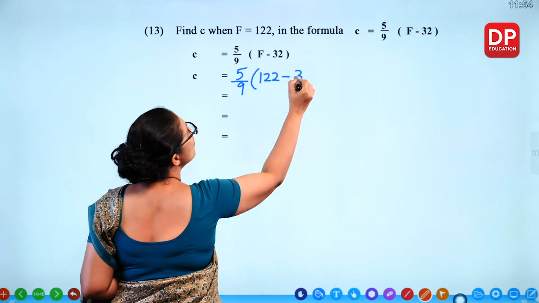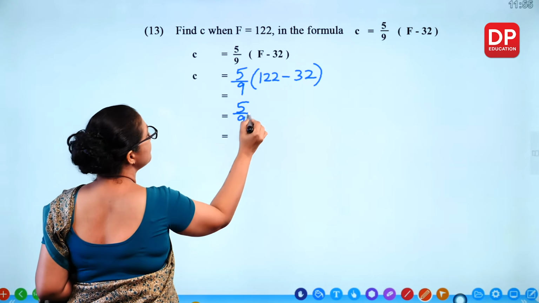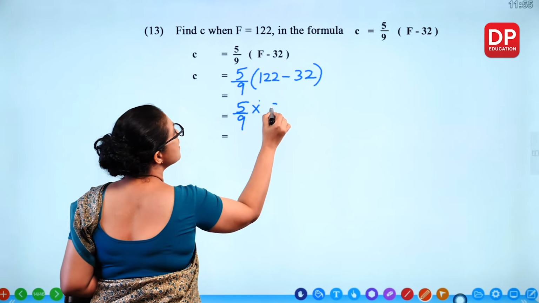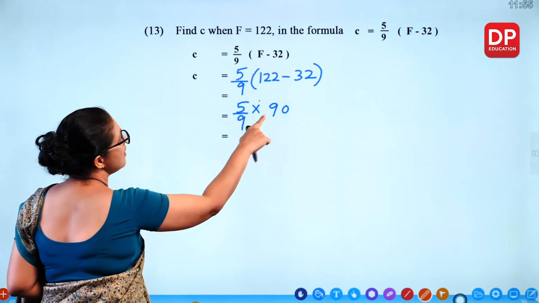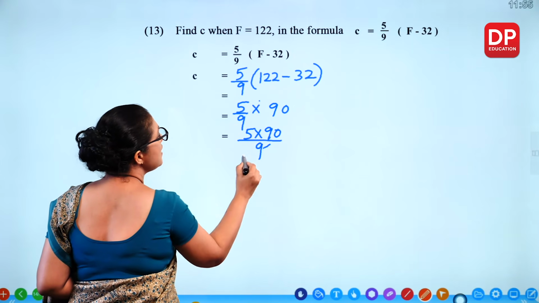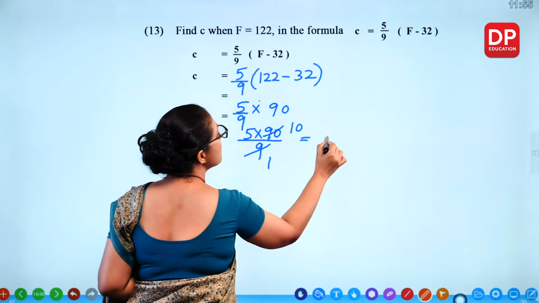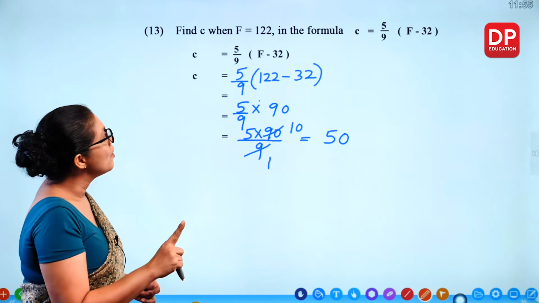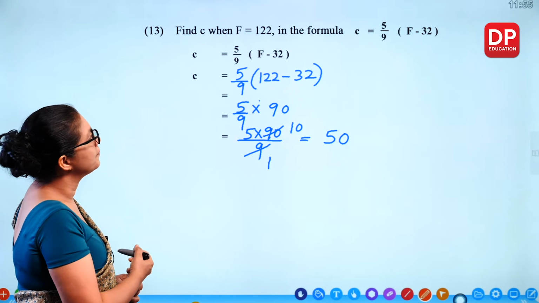122. Now substitute and simplify. So you get 5 over 9 times (122 minus 32), which gives 90. Then here multiply by 90, and here divide by 9, meaning 9 times 1, 9 times 10. So 10 times 5, that's 50. So the Celsius value when Fahrenheit is 122 is 50.